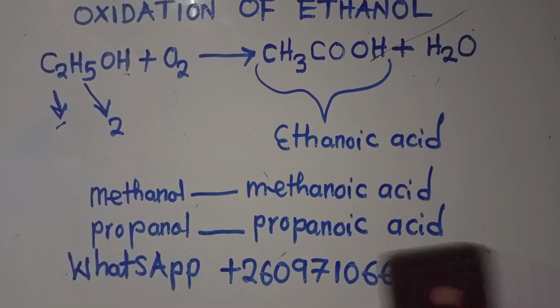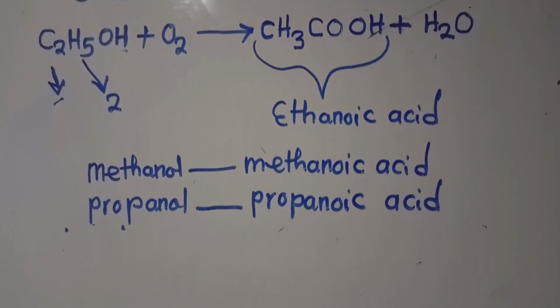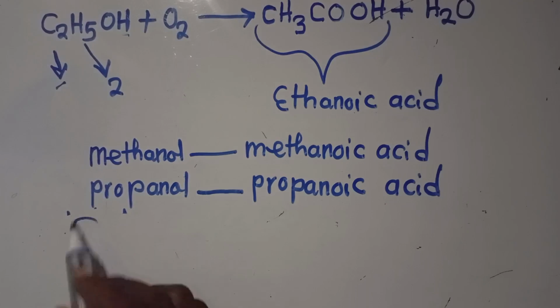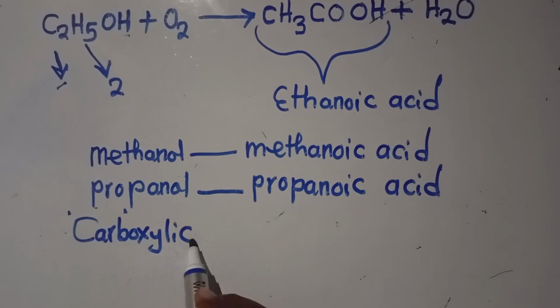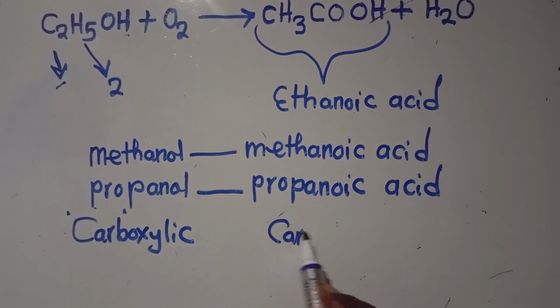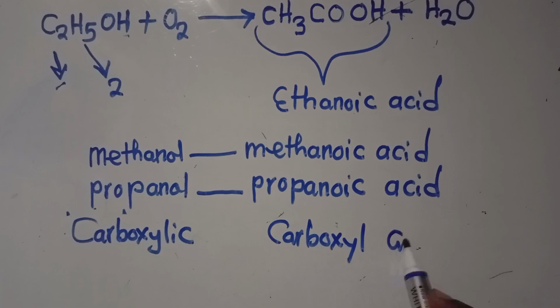Before I conclude this, let me now teach you about this last one. This is propanol. How is propanol changing to propanoic acid? I believe we all understand alcohols. So you need to know how an alcohol is. Whenever we are talking about a carboxylic acid, these are organic compounds that have what we call a carboxyl group.